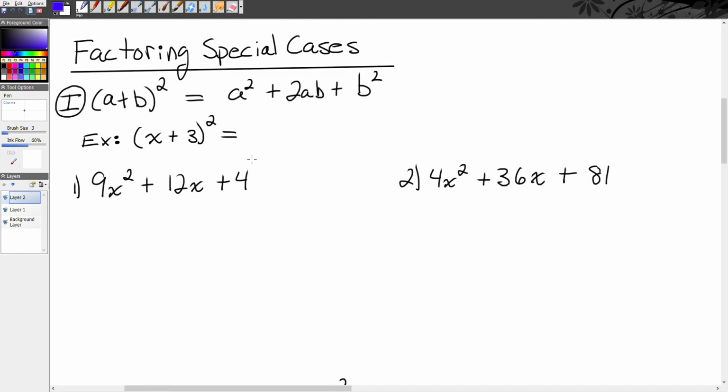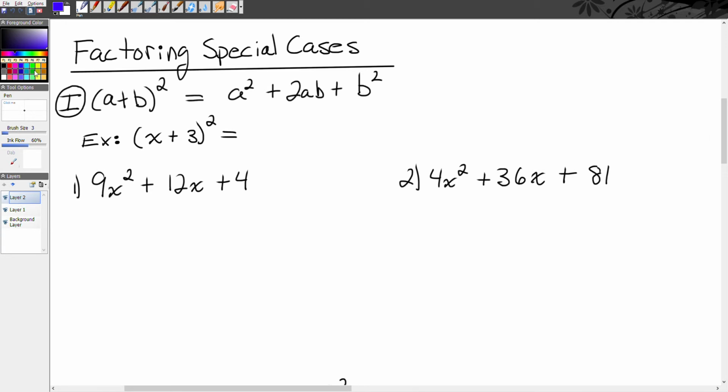All right, so in this lesson, we're going to discuss factoring special cases. If you remember, the special cases were those situations where you could use a trick or a pattern to FOIL or multiply a binomial that's being squared and get the answer rather quickly. So we're going to use that trick in reverse to factor special cases.